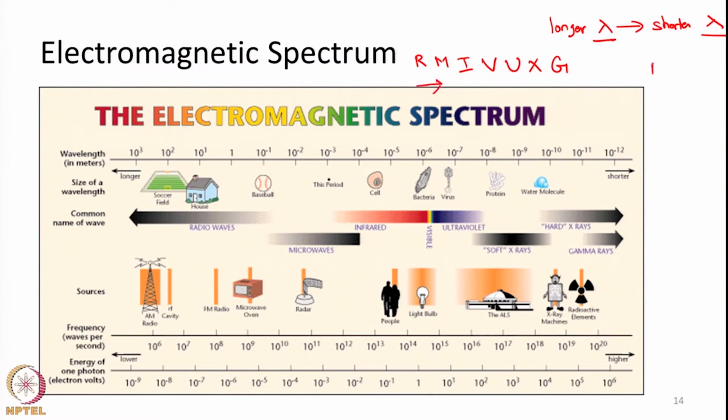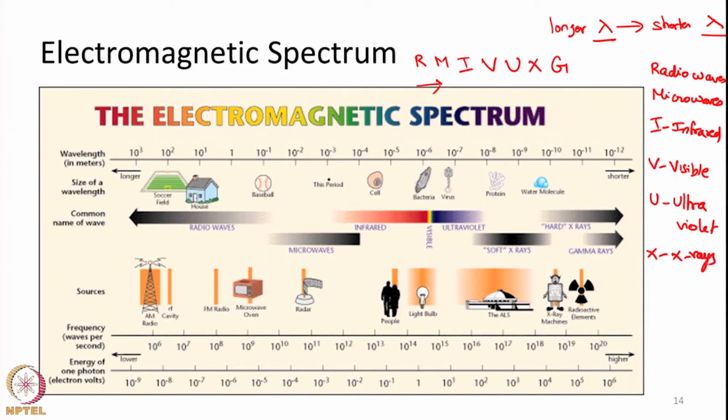So, what is R? R is named as radio waves, M is the microwaves, I is known as the infrared, V is the visible light, U is the ultraviolet, X is X rays and G is gamma rays.